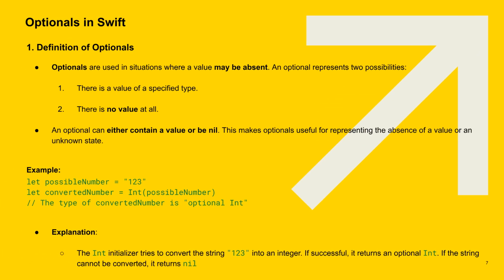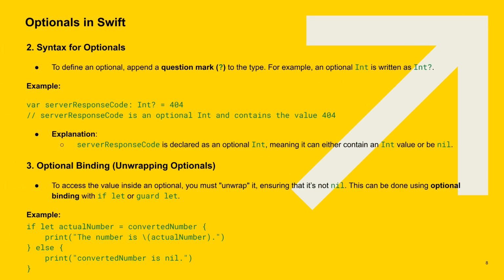Optionals are used when a value might be absent. An optional can either contain a value of a specified type or be nil. This represents the absence of a value. The Int initializer, for example, returns an optional Int, which is nil if the conversion fails. To define an optional, append a question mark to the type, like Int?.